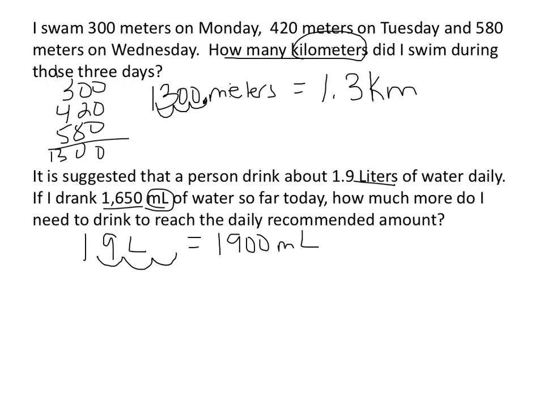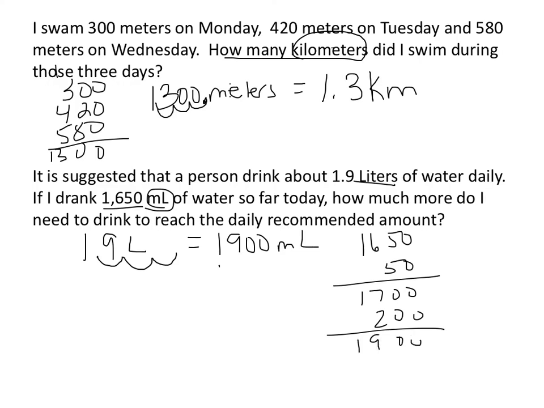If I drink 1,650, I just need to figure out how many more. I'm going to count up from 1,650 to 1,700. I'll show you what I mean by that. So I start with 1,650. I add 50 to get 1,700, and then I'm going to add 200 to get to 1,900. Now I'm going to take my 200 and my 50 and add those together. So I need 250 milliliters more that I need to drink today.